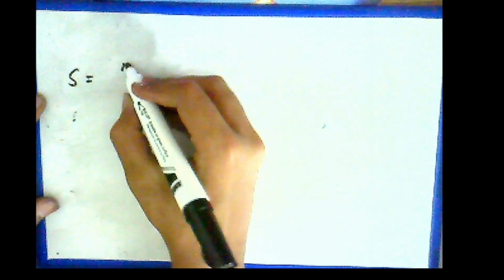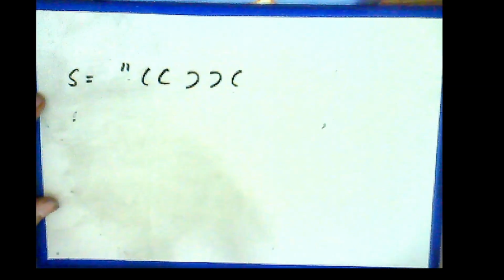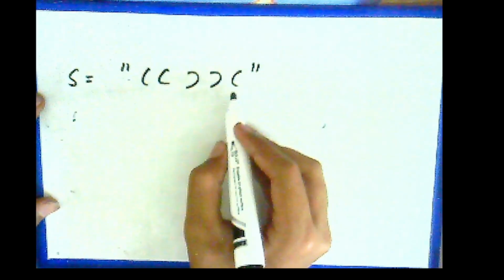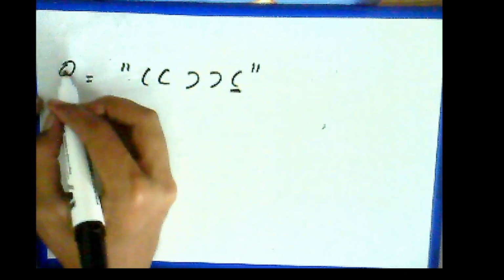So you're given a string, let's say open bracket, open bracket, close bracket, close bracket, open bracket. As you can see, it is not balanced since this last one is an open bracket. We'll name it Q to avoid confusion.